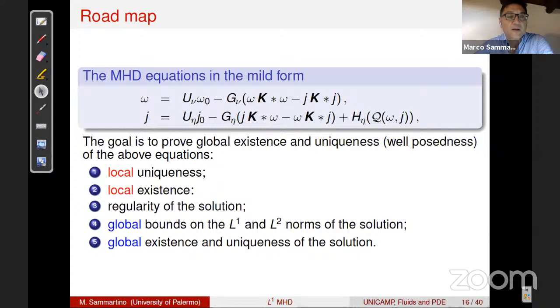So the strategy is to first prove local uniqueness, then local existence. Then we will see that the solutions that we have constructed, even if they start with L1 data, are regular, which is not surprising given that we have the heat dissipation. And then we will give a global bound on the L1 and L2 norm of the solution. And from this, it will follow rather easily the global existence and the uniqueness of the solution.